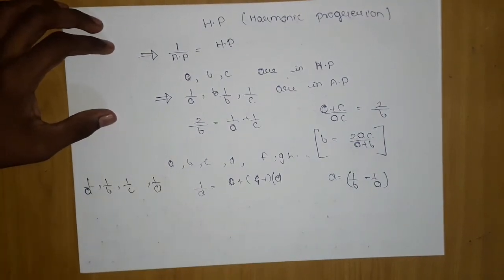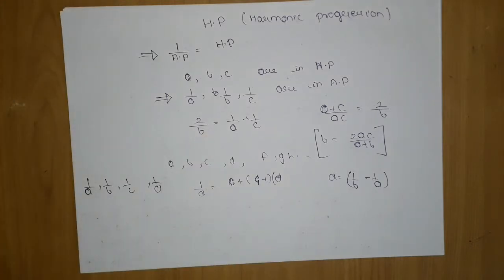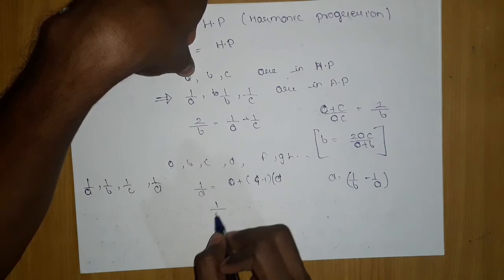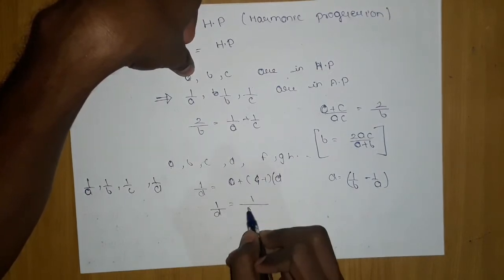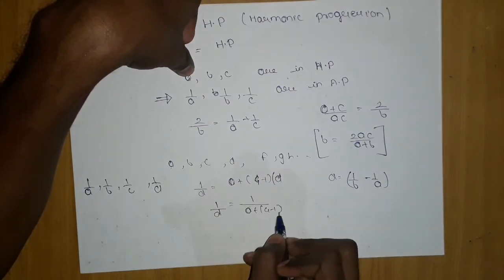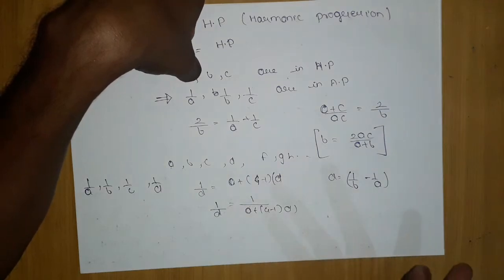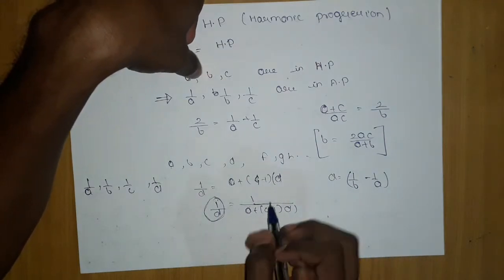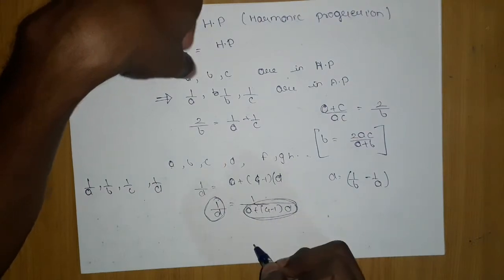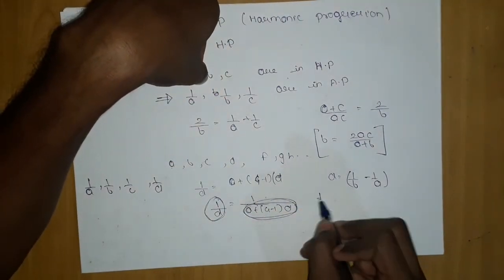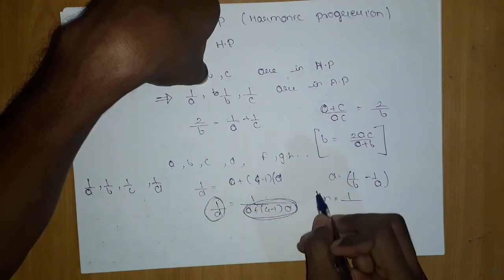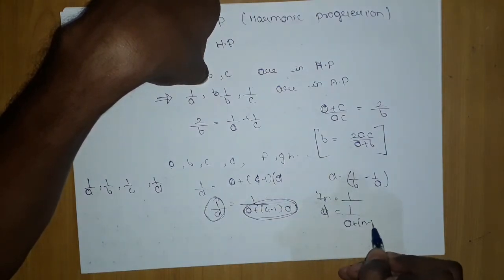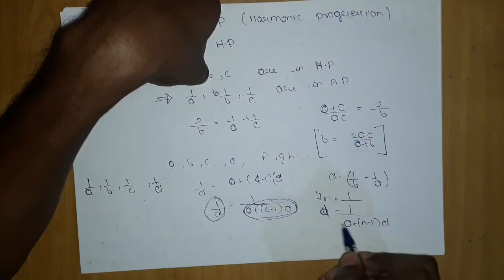Now what children do wrong in HP: if I reverse this, they do this thing: 1 by D is 1 upon A plus (4 minus 1) into d. Why are you doing this? You have just reversed the terms, which means they are in AP. You should not put this 1 upon down. If you directly do it, put the term up, and then 1 upon A plus (n minus 1) d. Now it is right. This format is right.